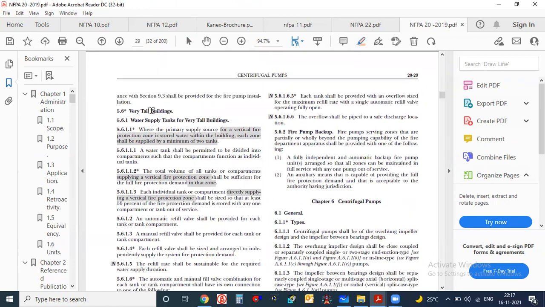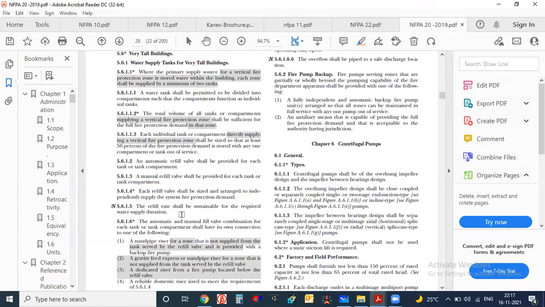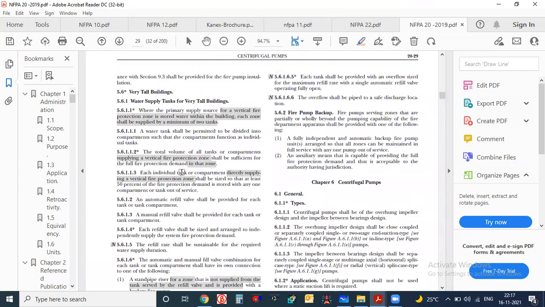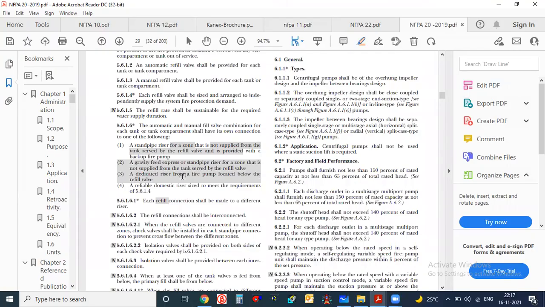They have given certain points about the very tall building also. So here some points are written, exceptional points. You can check here, where the primary supply for a vertical is stored within the building, each zone shall be supplied by a minimum of 2 tanks, or the total volume of tank compartments shall be sufficient. Mr. Atif, certain points are given here.